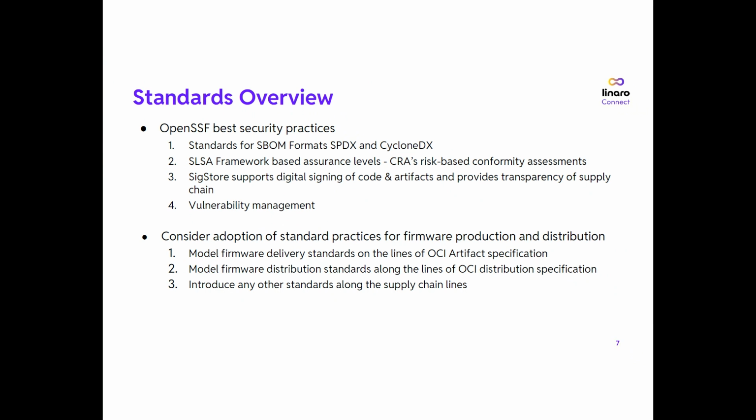The SLSA framework talks about SLSA security levels, where level 0 is no security, but at level 1 you have some kind of provenance metadata, but it is just self-certification from the supplier. Level 2 adds signing onto the provenance metadata, and level 3 talks about reproducible builds, and those are perfectly aligned with the CRA requirements of risk-based conformity assessments. So we have been looking into that.